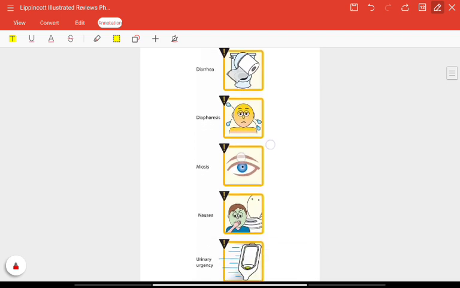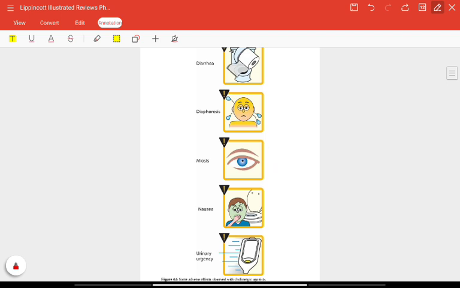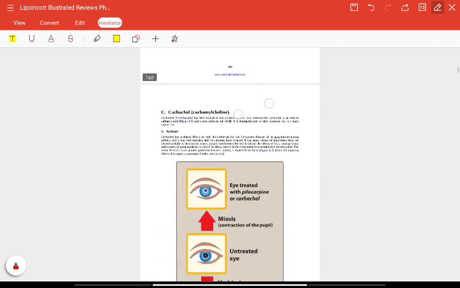These are some diagrammatic representations of adverse effects with cholinergic agonists. You will face diarrhea, diaphoresis, that is increased salivation, and miosis, pupil constriction, nausea, urinary urgency due to the action over bladder muscles, detrusor muscles.